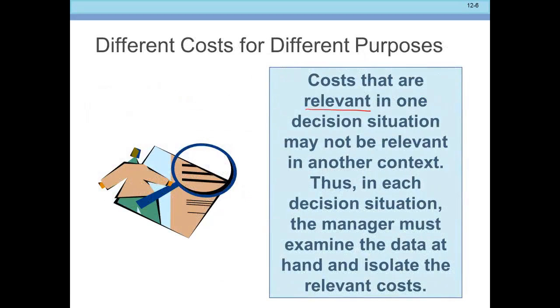Costs that are relevant in one decision situation may not be relevant in another context. So we need to examine the data at hand and isolate the relevant costs. Including irrelevant costs in our decision process may cause us to reach a faulty conclusion.